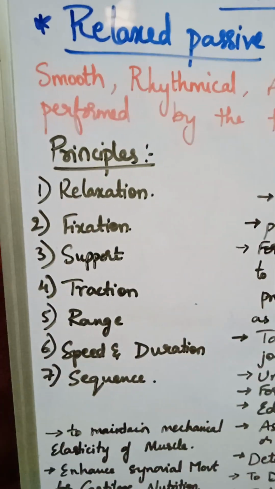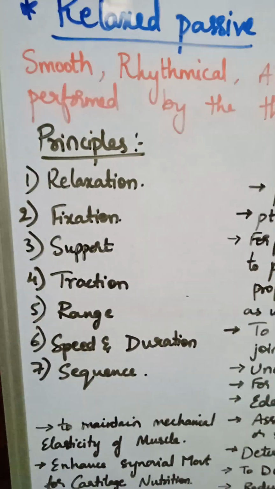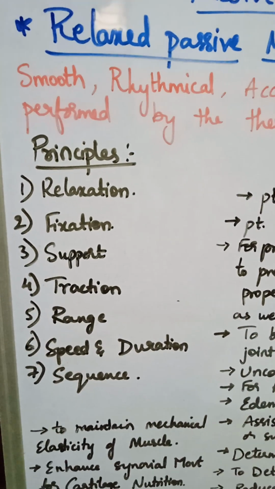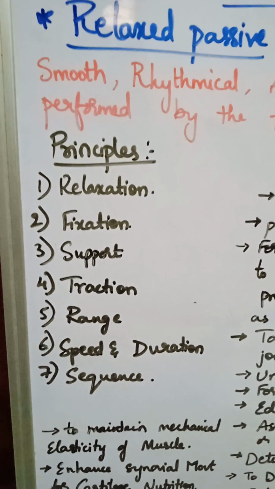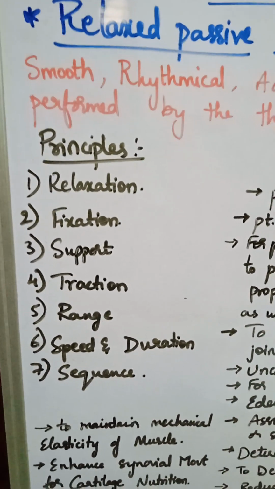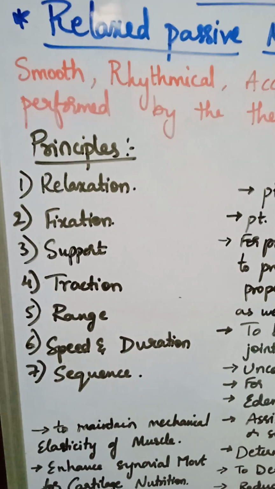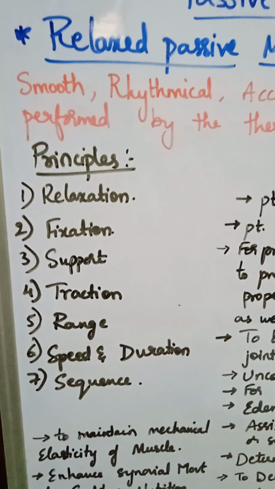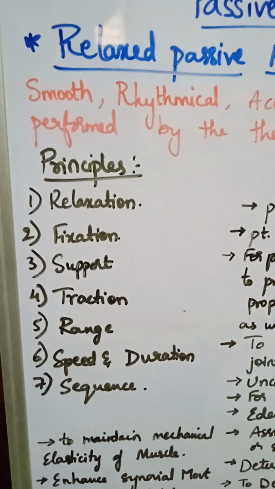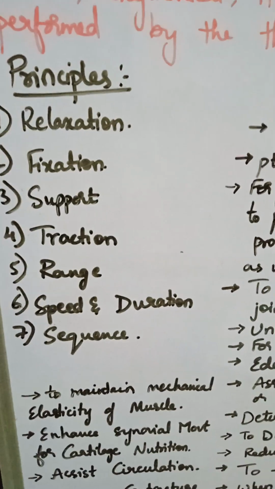Fourth one is traction. A longitudinal traction has to be given to the joint that has to be moved, so that this longitudinal traction decreases the intra-articular pressure and intra-articular friction. If the friction is reduced, the movement is free and accurate. Traction will also help in the breakage of adhesions. Therefore, a free, relaxed passive movement is performed.